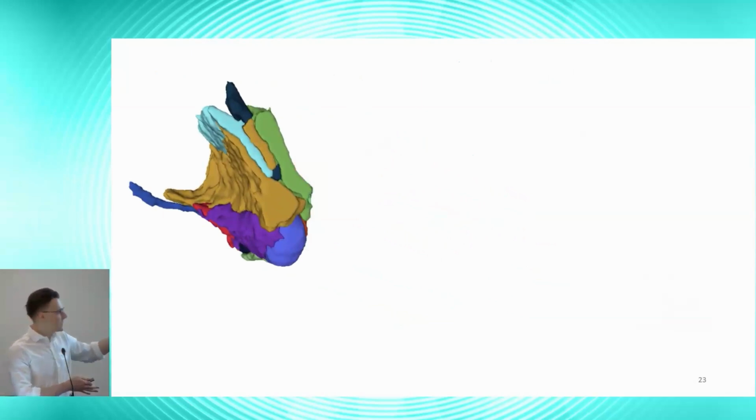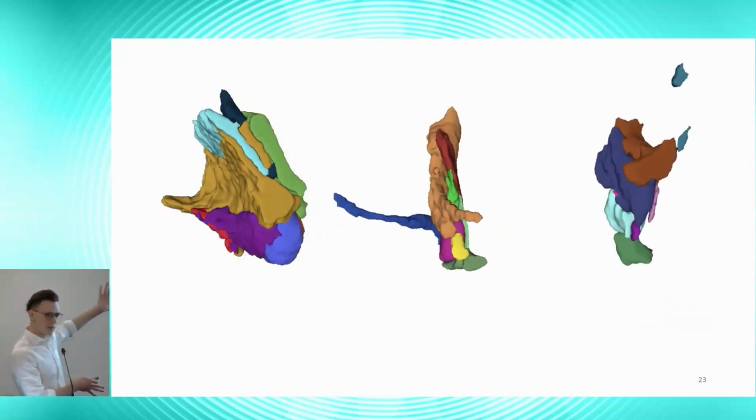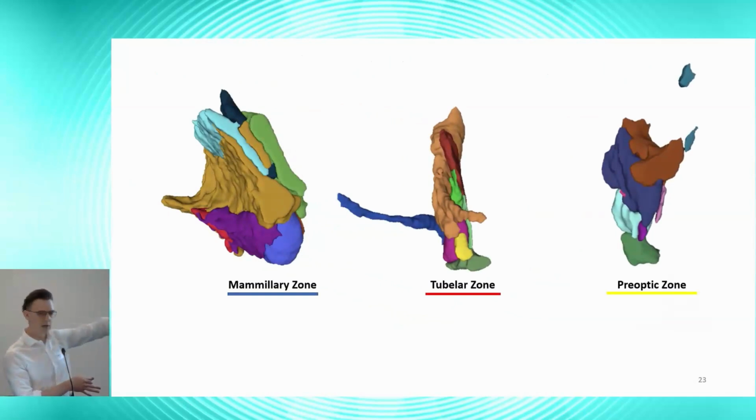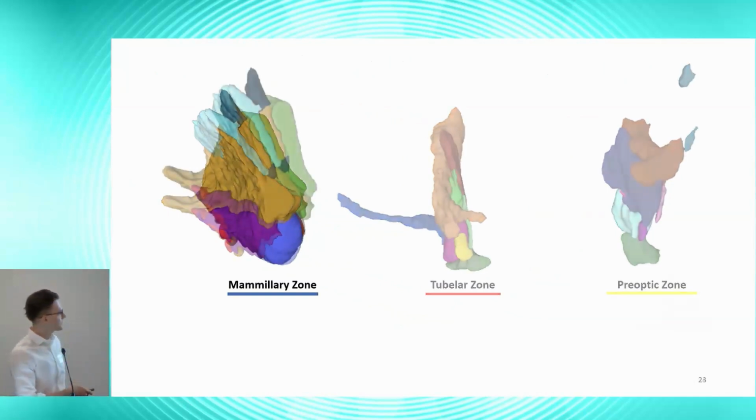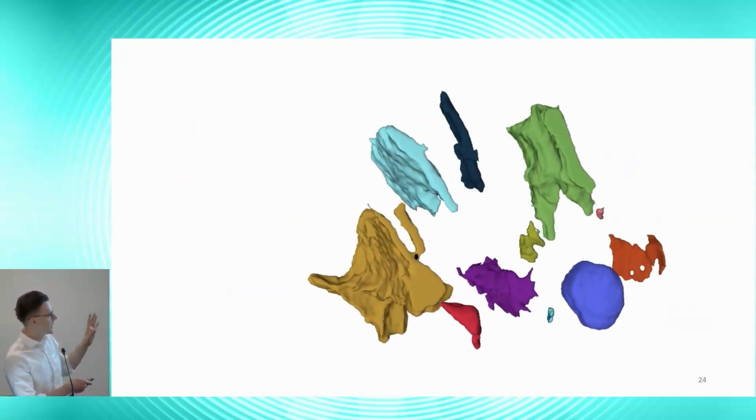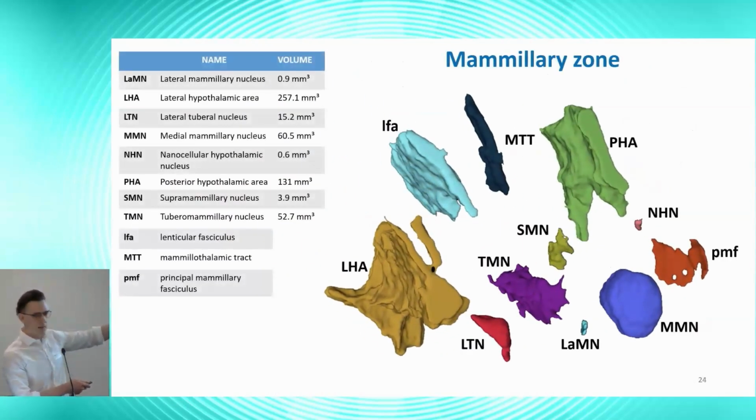And as I said, we defined 3 main zones in the hypothalamus. The most posterior is the mammillary zone, in the middle the tubular zone, and the preoptic zone is the most anterior one. In the mammillary zone, we identified 8 nuclei, as well as some white matter structures which go there, and you immediately see that the shapes are quite different, but what is even more important, the volumes are quite different. See this, one of the biggest nuclei in the hypothalamus, the lateral hypothalamic area, which has a volume of more than 250 cubic millimeters, compared with this one, the lateral mammillary nucleus, for example, one of the smallest, which is just around 1 cubic millimeter.